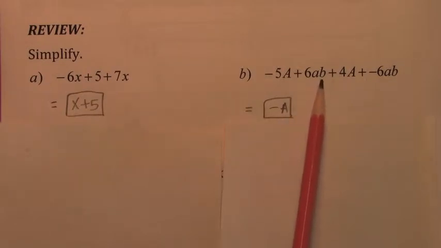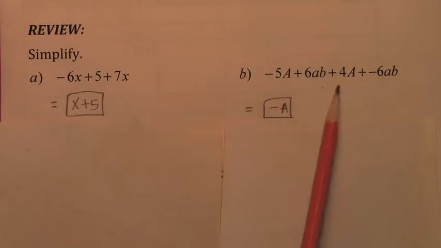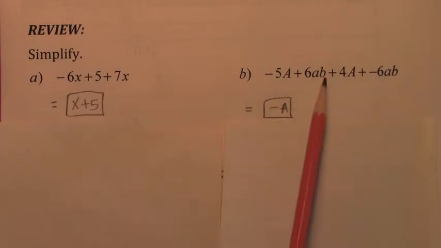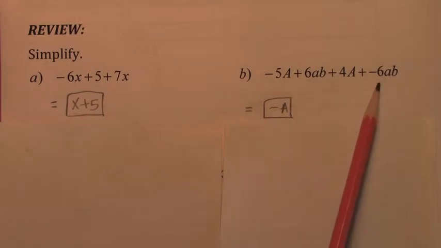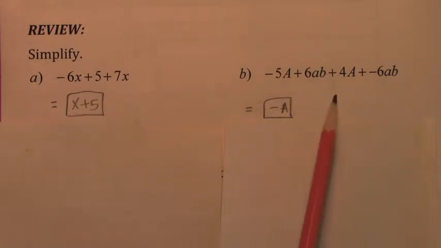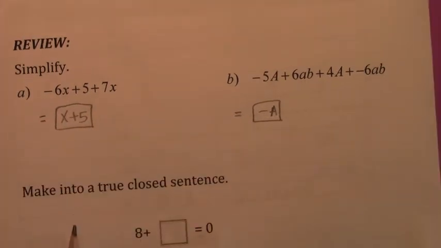Now, what is 6ab plus negative 6ab? Those are like terms. They both have exactly the same variables. Well, what is 6 plus negative 6? It's 0, right? So this would be 0ab, which is just the same thing as 0. So you'd leave your answer like this.